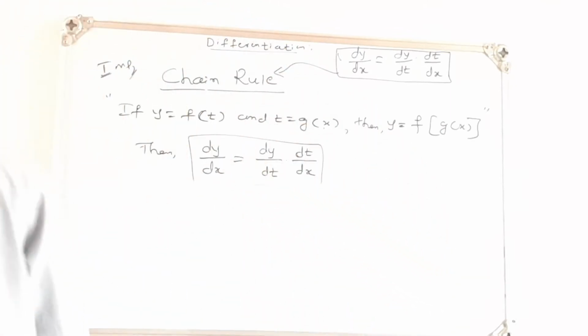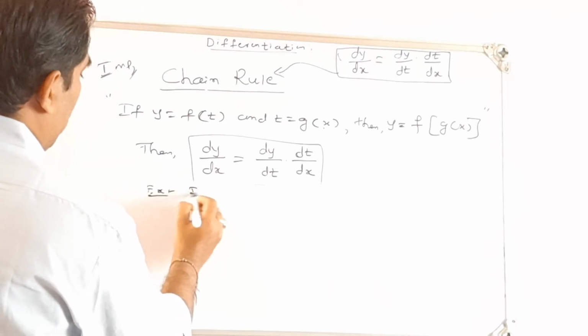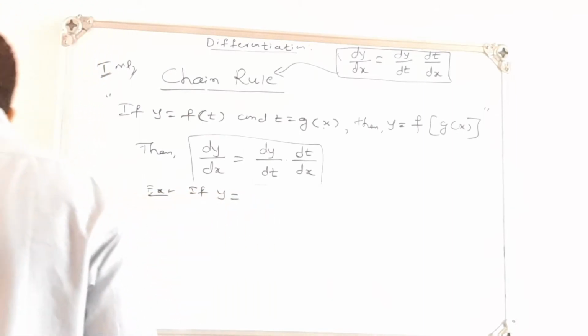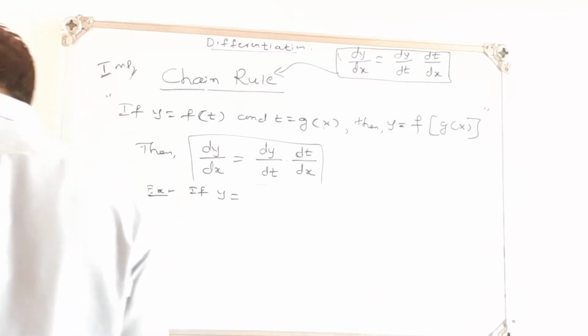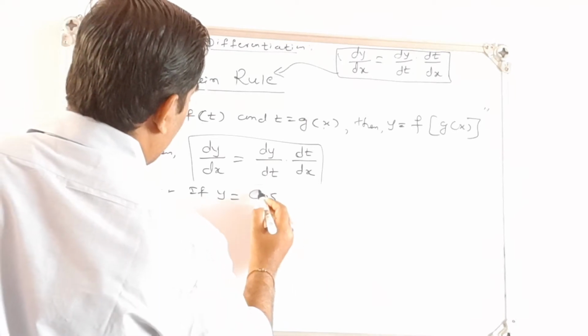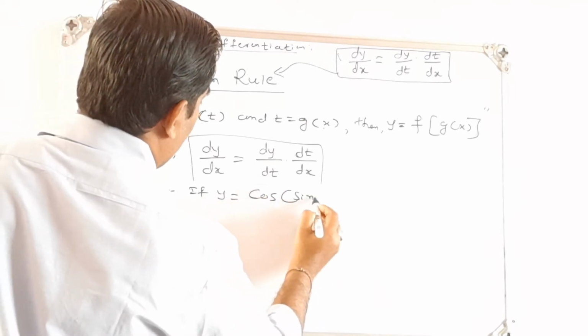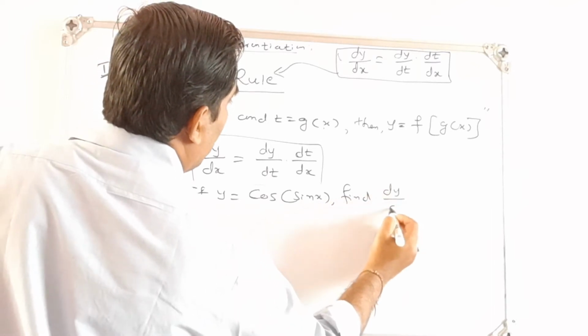Okay, so I will consider some more examples here. Let us consider some more examples regarding this chain rule. Let us consider the next example. If y is equal to, once again let me take the cos function here, cos of sin x, find dy by dx.